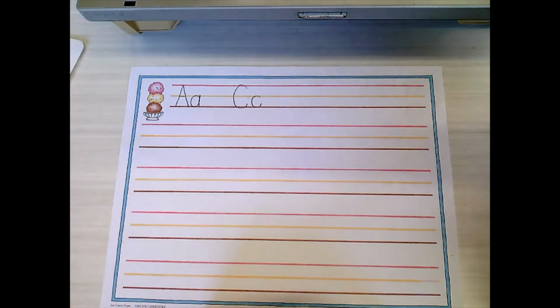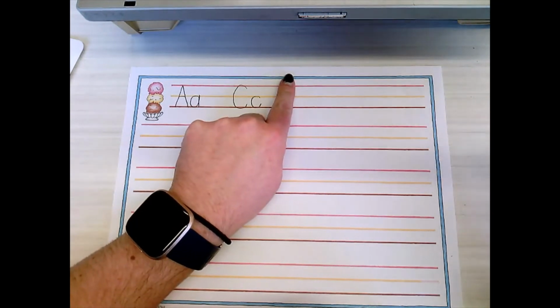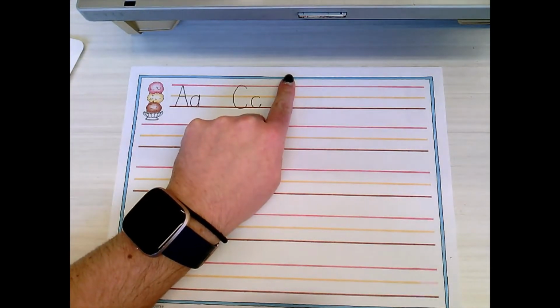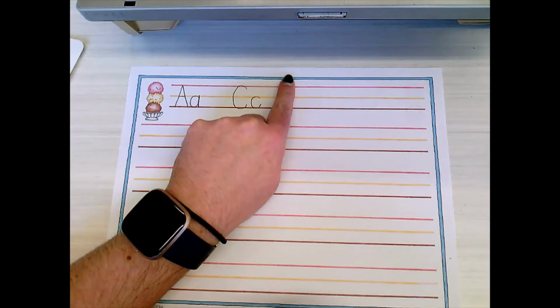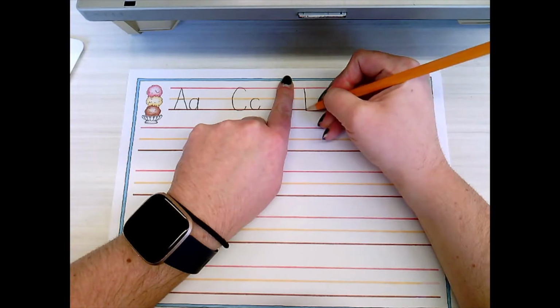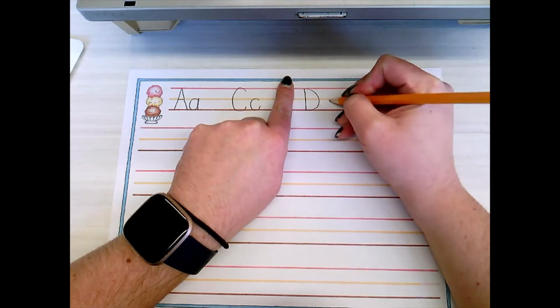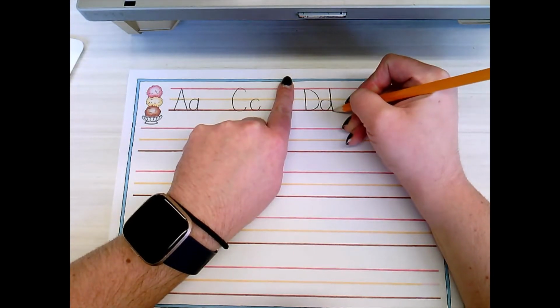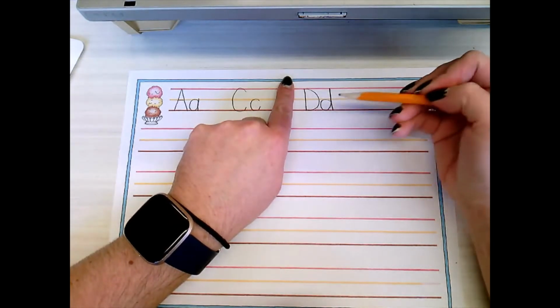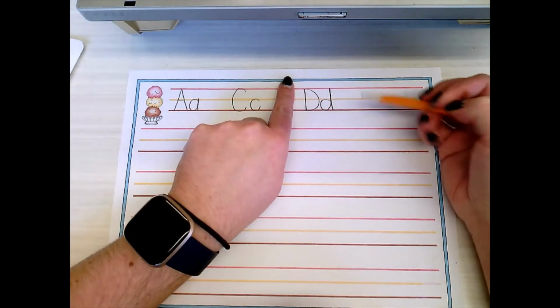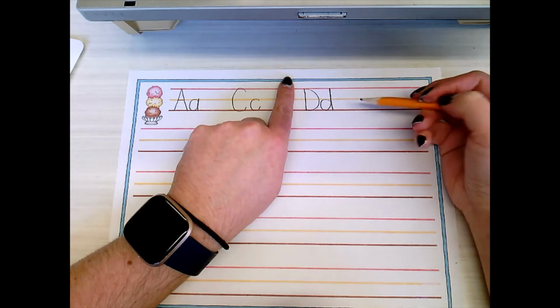Next, I want you to write the letter that says D. Write the uppercase and lowercase letter that says D. You should have written the uppercase D and the lowercase d. If you forgot that one, then you know which letter you still need to practice. We want to remember each one of these.